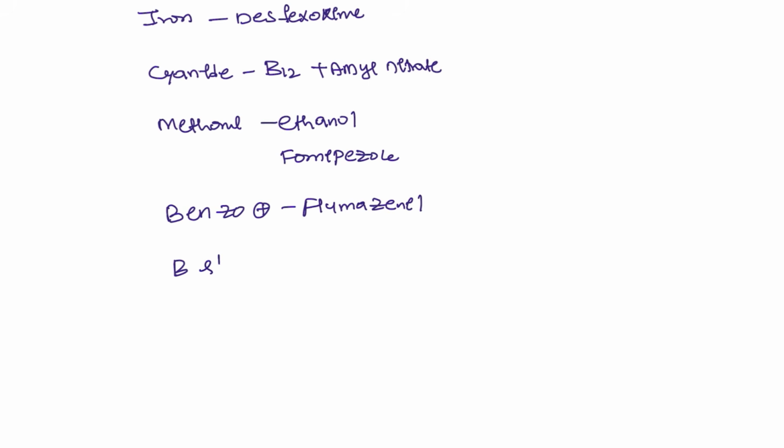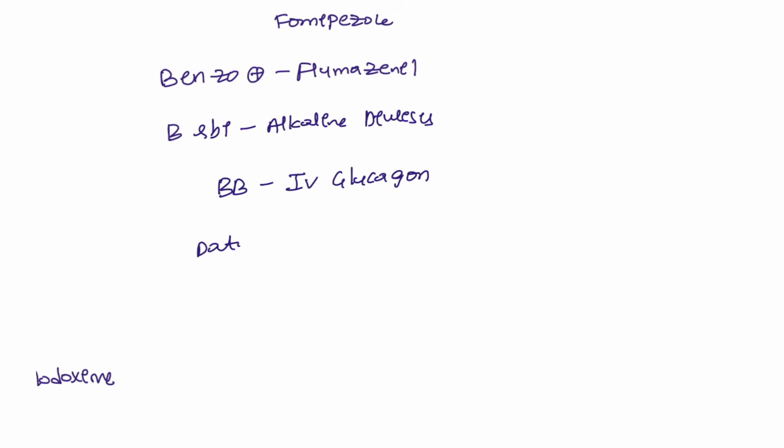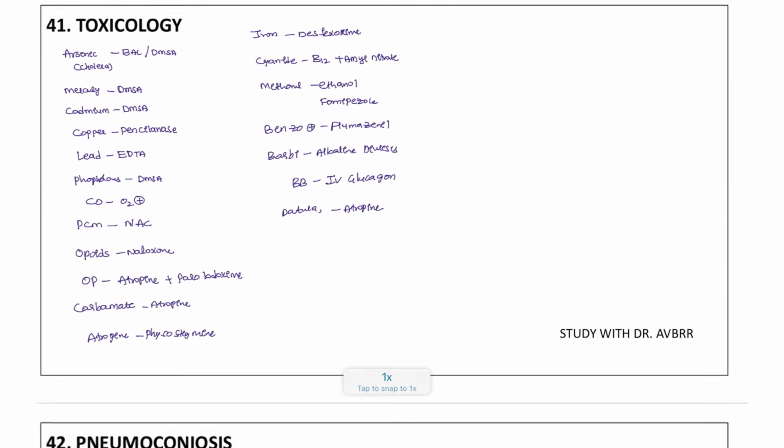For the barbiturates, you can give alkaline diuresis. Beta blockers are given with IV glucagon. IV glucagon is given for this patient. Datura poisoning or belladonna poisoning, we can give atropine for this patient. Okay, atropine is given for this patient. These are some of the drugs that you have to remember.